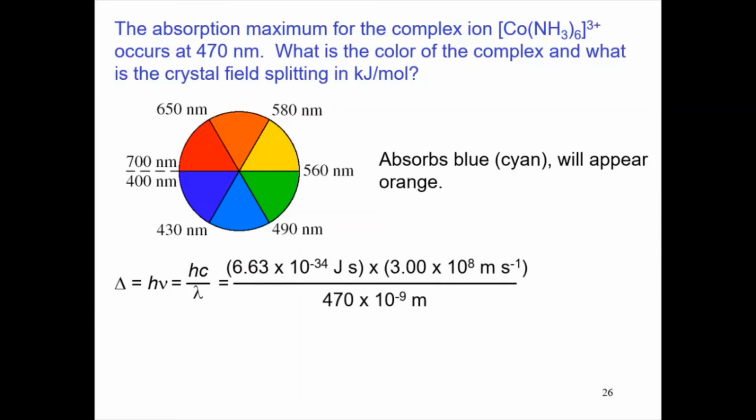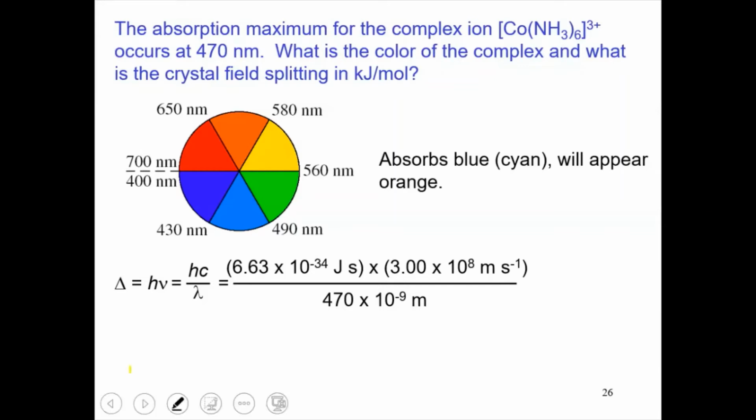But Planck's constant is 6.63 times 10 to the negative 34 joules times seconds. For the speed of light, we use the speed of light in a vacuum, 3 times 10 to the 8th meters per second. And we have to use these units so that we can cancel things out properly. And the wavelength is 470 nanometers, but because we want to cancel meters out, we have to convert that into meters. A nanometer is 10 to the minus 9th of a meter. So we're going to write it in non-orthodox scientific notation there, 470 times 10 to the negative 9 meters.